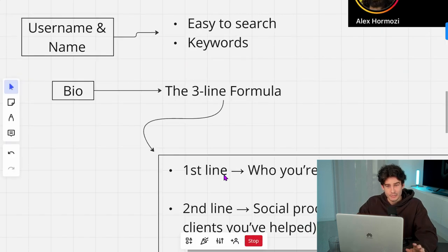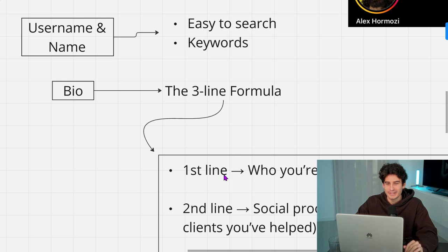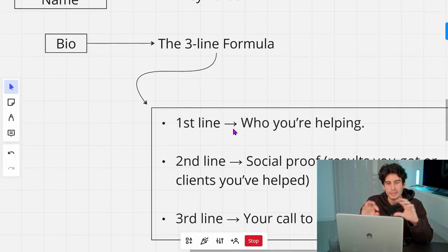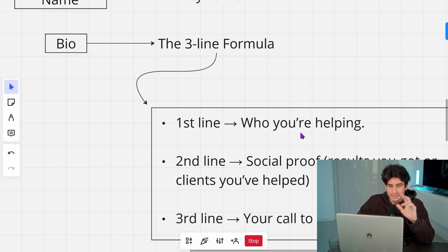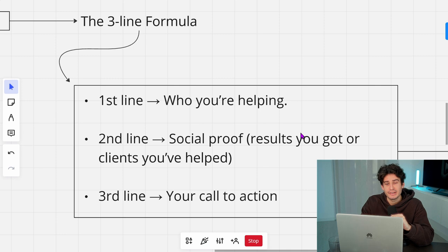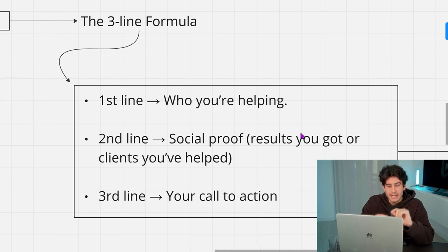The last thing, which is arguably the most important, is the bio, right? For the bio, we already created a 3-line formula for you to follow, which is going to be super simple. It consists of 3 lines. The first line should align who you're helping, right? The second line should be your social proof, so results you got or clients you've helped. And the third line should be your call to action.